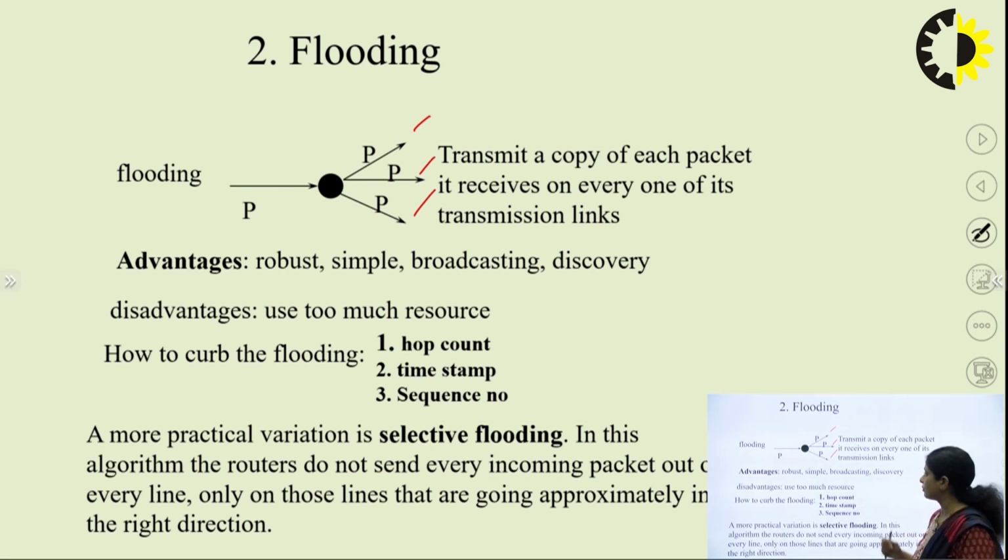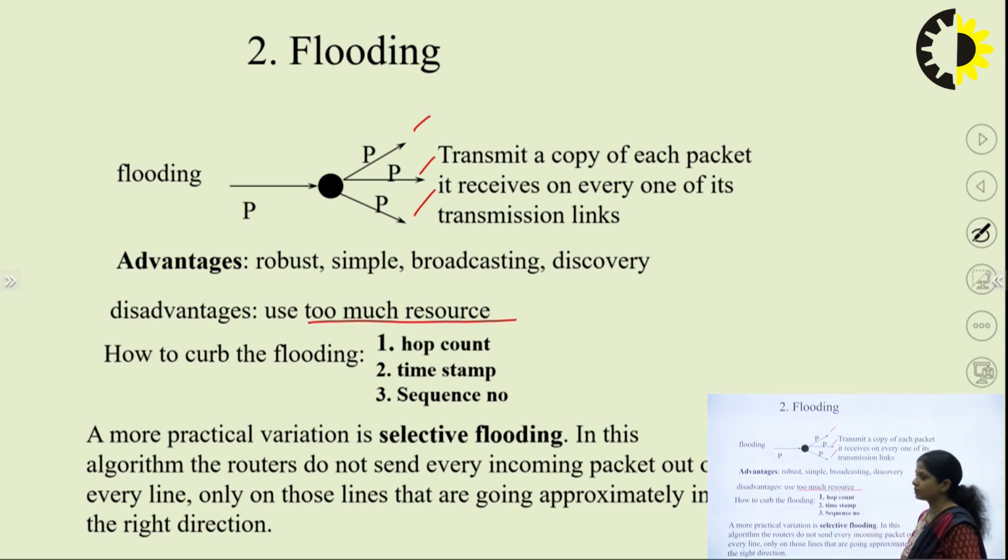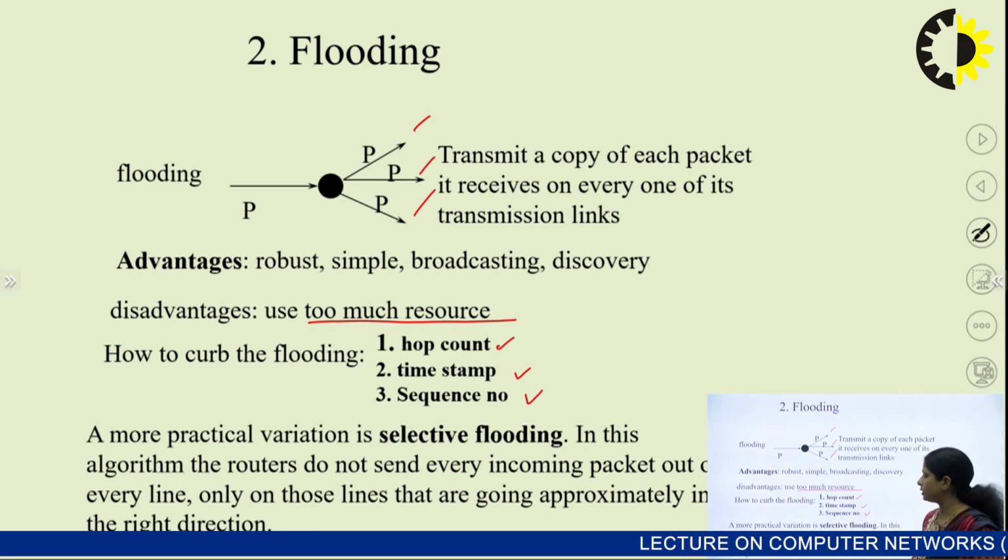But still, we have some disadvantages as well. It uses too many resources, because every time it transmits a copy of each packet it receives on every one of its transmission links, right? So, how to curb the flooding? We have hop count, timestamp and sequence number, which help us to curb the flooding.